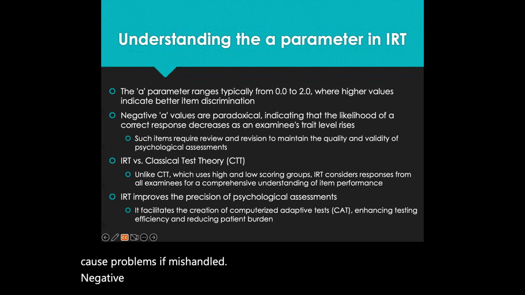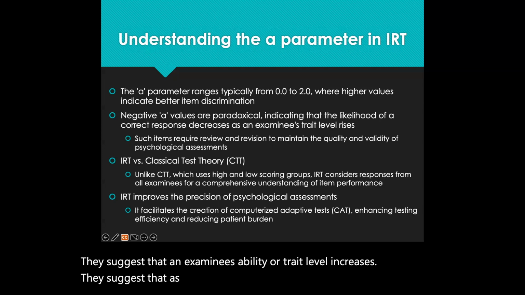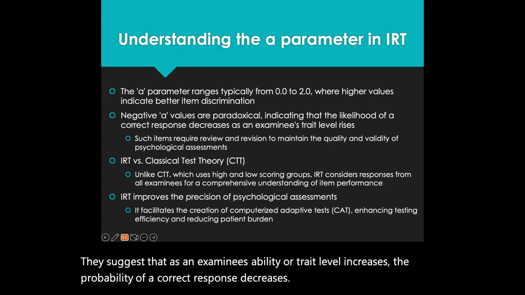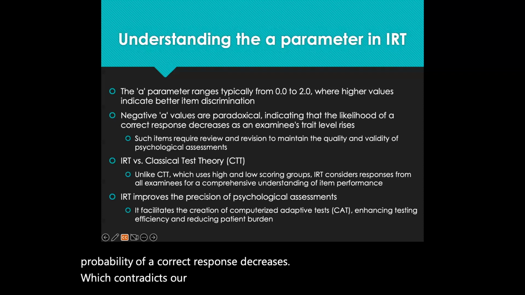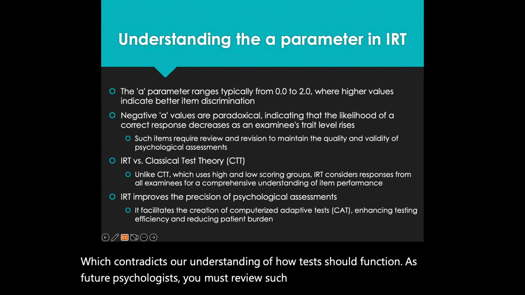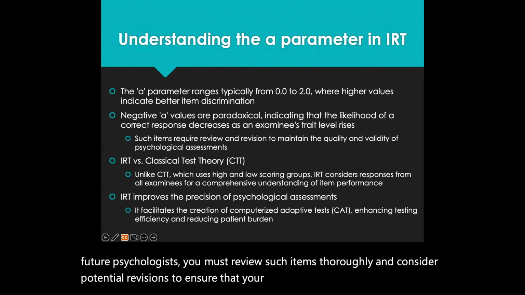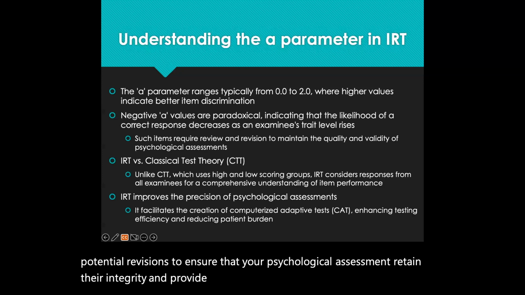Negative A values, although rare, are paradoxical. They suggest that as an examinee's ability or trait level increases, the probability of a correct response decreases, which contradicts our understanding of how tests should function. As future psychologists, you must review such items thoroughly and consider potential revisions to ensure that your psychological assessments retain their integrity and provide reliable and valid results.